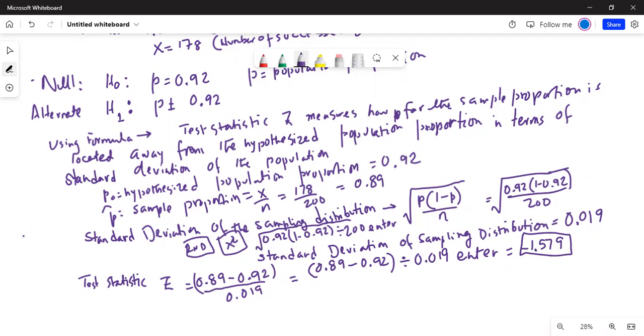Now, remember, our null hypothesis is P equal to 0.92 and alternate is P not equal to 0.92. So this is a two-tailed test. That is, the rejection region of the null hypothesis can fall in both the tails, either the right tail or the left tail. So let's calculate. Let me create some space.